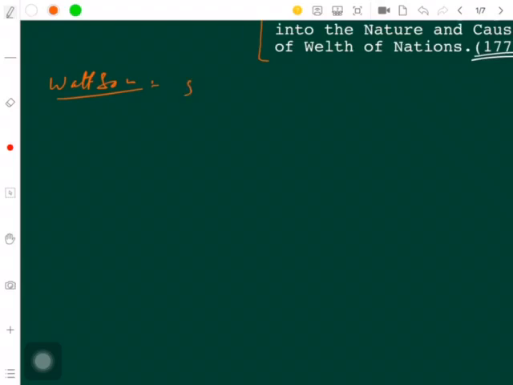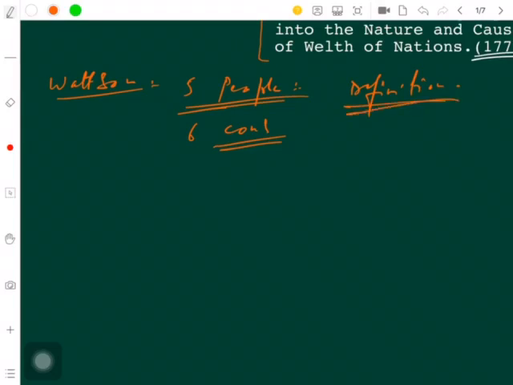That means if 5 people discuss anything in economics, let us say the definition of economics itself, the consensus will be 6. What does it mean? The consensus will be 6 means they will come up with 6 definitions. It is because economics is a very dynamic subject. How? We will come to know.